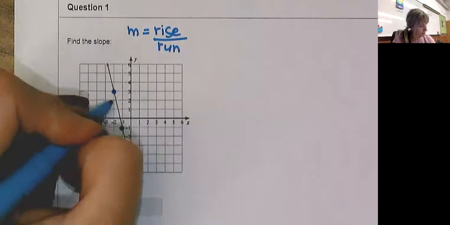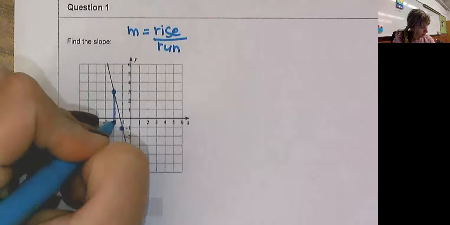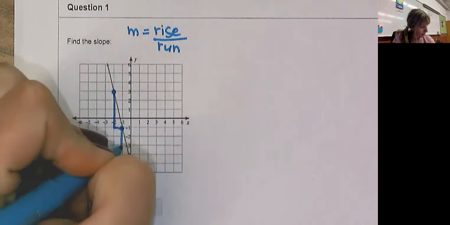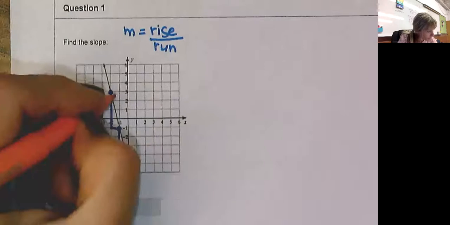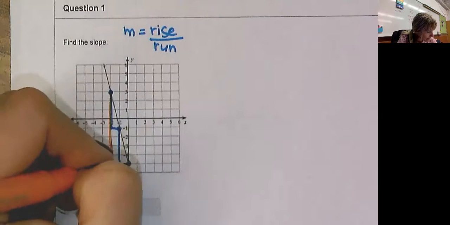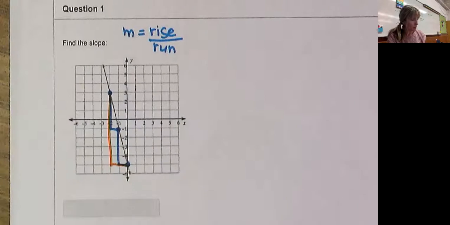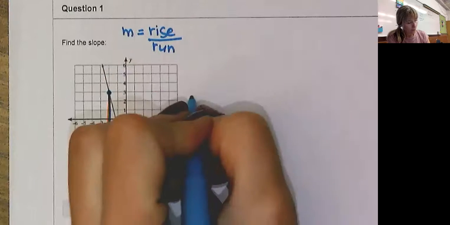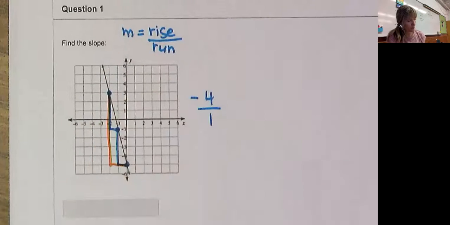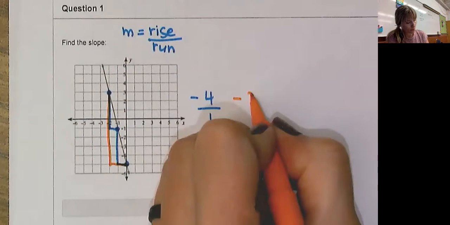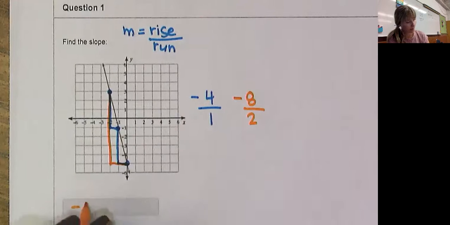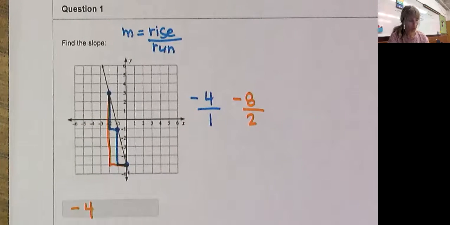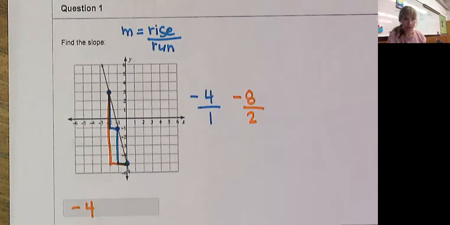And you could either do these small ones and show yourself down 4 over 1, down 4 over 1. Or you could do even some larger ones. If you went all the way from here, you'd see it goes down 8 over 2. So you either write down 4 over 1 or you write down 8 over 2 on your piece of paper. And either way, you should see that those simplify down to -4. Okay, that's question number 1, find the slope.